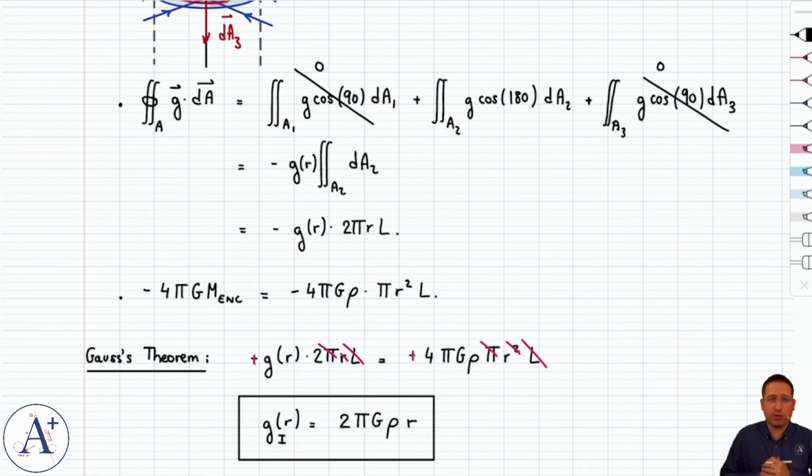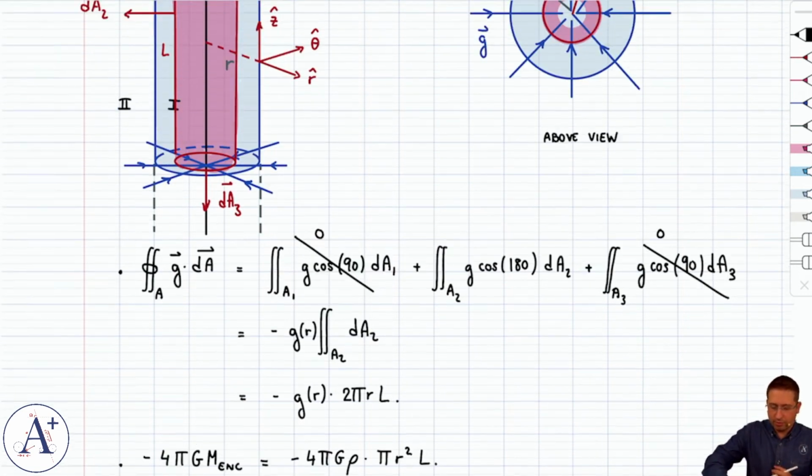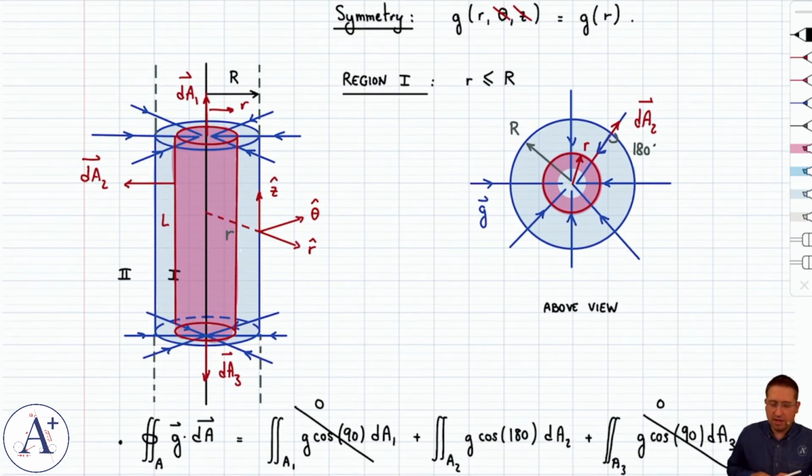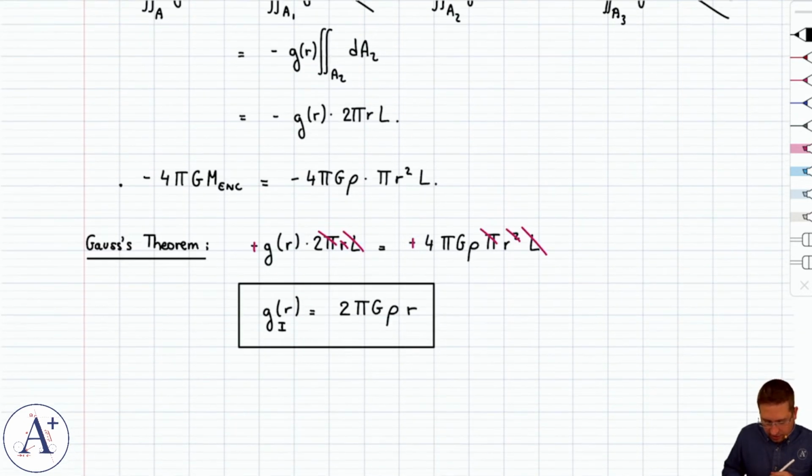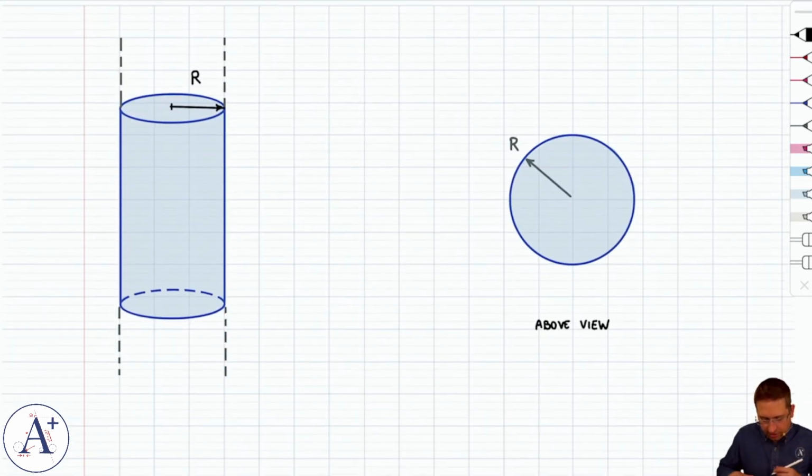So we did region 1, we did the inside, now we're going to move to the outside of the cylinder. And we're going to repeat all of this just with the Gaussian cylinder that lives in region 2. So we are going to increase little r to be greater than big R, and repeat this entire reasoning. So let's do that right here.